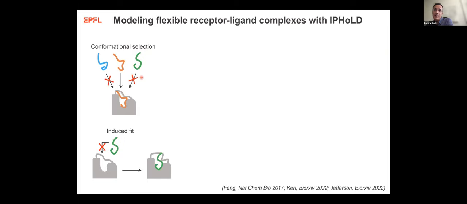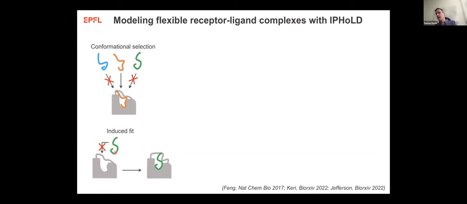And the reverse scenario would be an induced fit, where binding of the ligand will actually trigger a change in the structure of the receptor. And so when we deal with binding of two flexible molecules, as is often the case with natural systems, binding often occurs through a combination of these two scenarios and these two mechanisms.